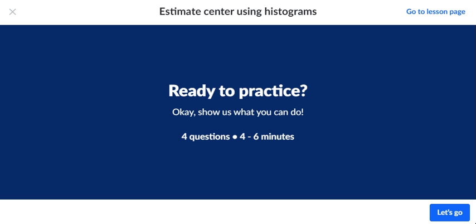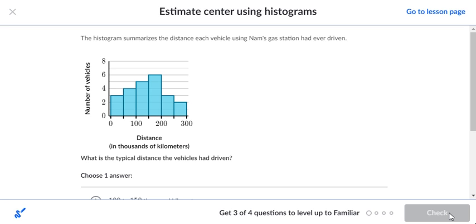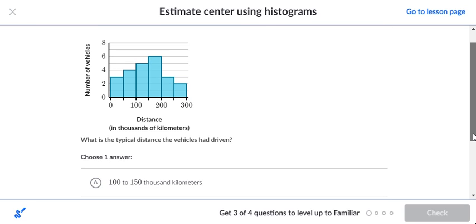Data sets and distribution, estimate center using histogram. Okay, the histogram summarizes the distance of each vehicle using NAM's gas station that he's driven. So this is the number of vehicles. This is the actual distance. So we want to figure out what is the typical distance the vehicle has driven.